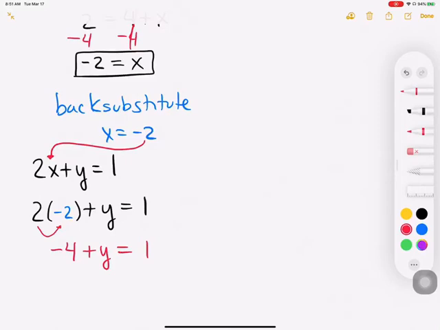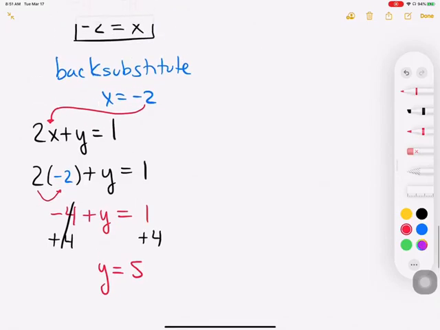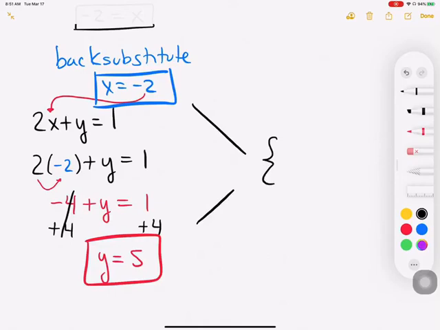And then the last step, because I want to have the letters on one side and numbers on the other side, is adding 4. That's going to make the negative 4 disappear on the left, and it's going to take it to the right side. You add it to the left, you add it to the right side. So you cancel those out, and all you have left is y equals 1 plus 4, which is 5. So it looks like I have my two solutions, right? x equals negative 2 and y equals 5. You want to write that as an ordered pair, or the coordinate. The domain goes first, x, and then the y value goes last.